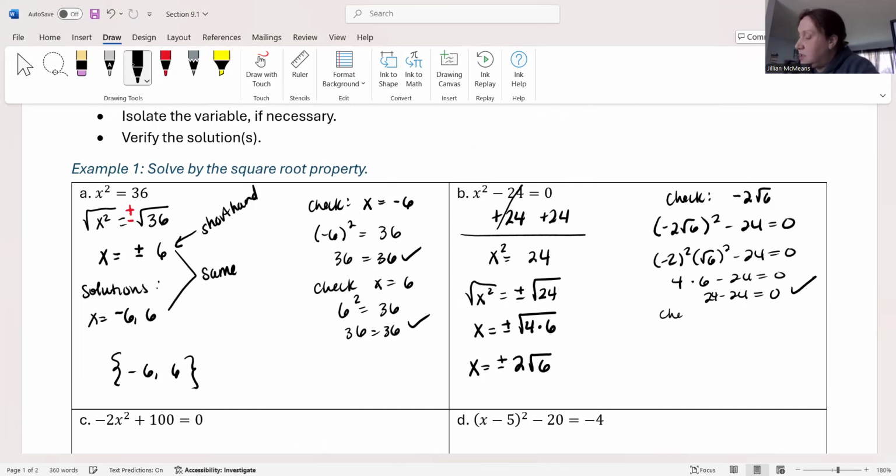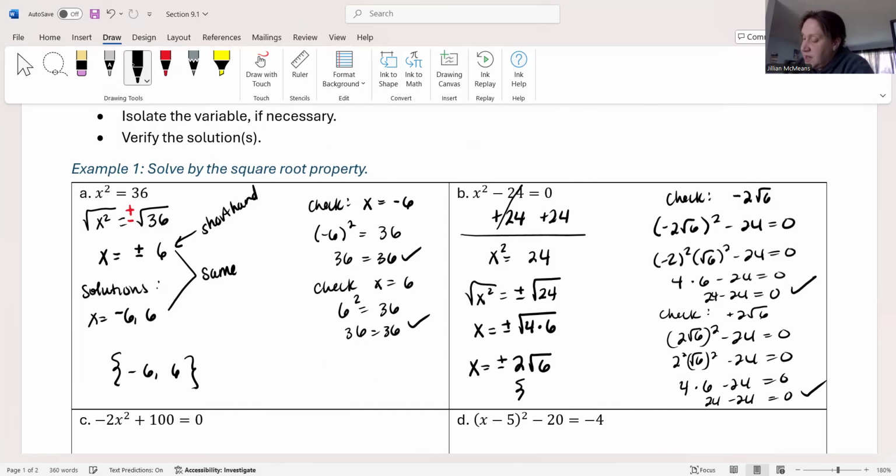Now let's do the same thing, but this time we're going to check positive 2 square root 6. So I get 2 square root 6 squared minus 24 is 0. Well, 2 square root 6 squared, we're just going to think of that as 2 squared, and then the square root of 6 squared. Well, 2 squared is 4. Square root of 6 squared is 6. And 4 times 6 is 24, and 24 minus 24 really is 0. So we would say here our solution is negative 2 square root 6, positive 2 square root 6.